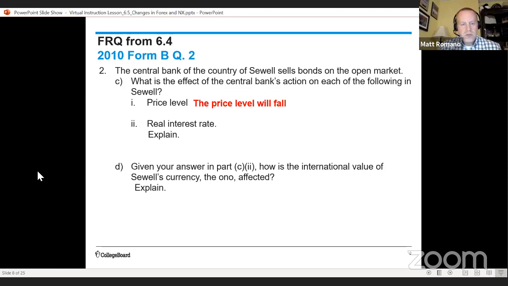As far as the real interest rate's concerned, again, we're trying to connect changes in nominal interest rates in the money market to real interest rates.